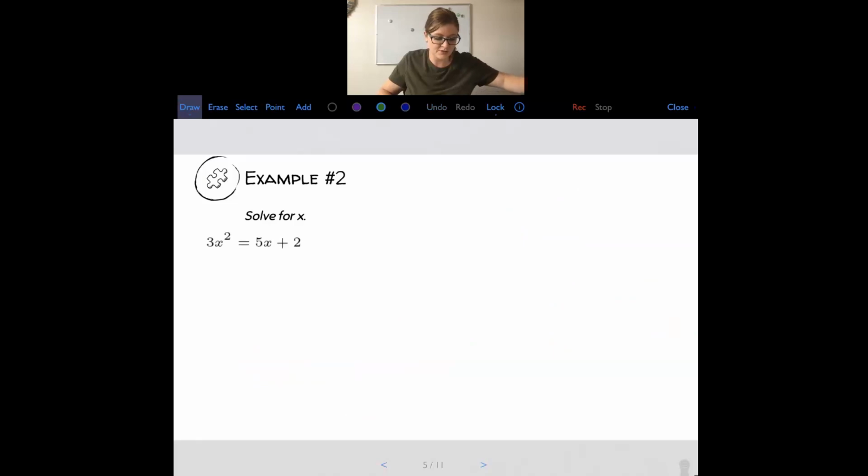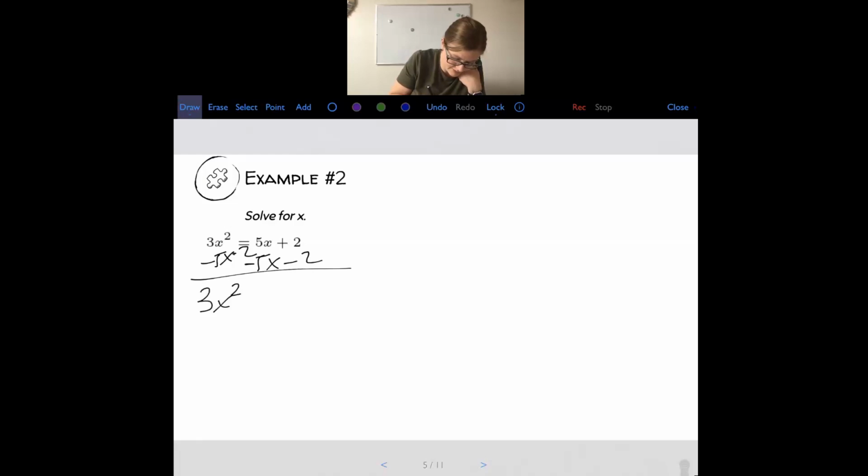Next, example 2, solve for x. 3x squared equals 5x plus 2. Again, I know that there's only one term on the left side, and you can easily move that to the right and have everything on one side, but I keep my x squared positive. So I'm going to move the 5x and the 2. Okay, and this is going to give me 3x squared minus 5x minus 2 equal to 0.